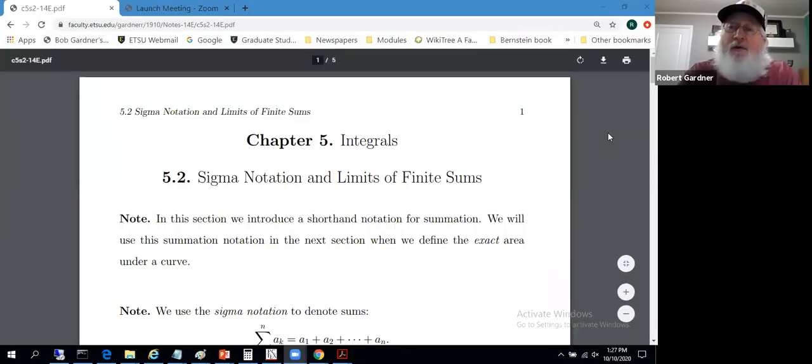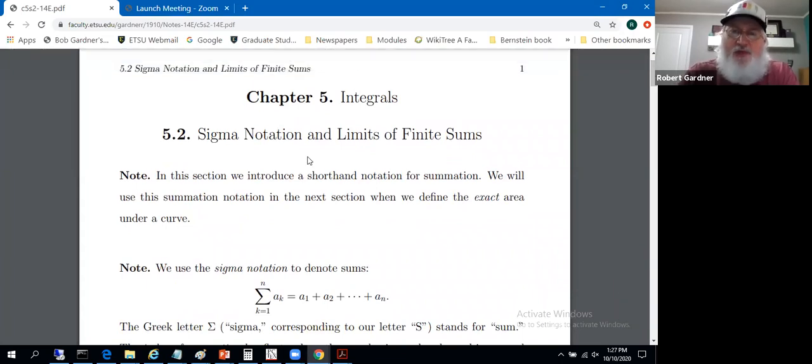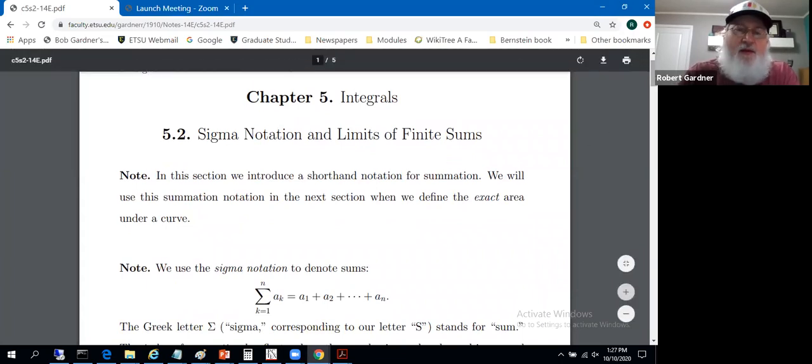Continuing along the lines of our discussion of estimating areas under curves, we're going to introduce a new notation for summations. And with that summation notation, we'll express areas under curves in a general form. And then we'll take limits of those sums, and that'll produce the precise areas under the curve. So the notation we'll use is called sigma notation, the section being sigma notation and limits of finite sums.